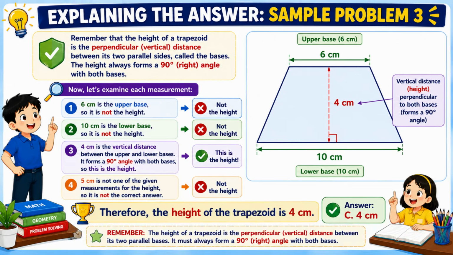6 centimeters is the upper base, so it is not the height. 10 centimeters is the lower base, so it is not the height. 4 centimeters is the vertical distance between the upper and lower bases. It forms a 90-degree angle with both bases, so this is the height. 5 centimeters is not one of the given measurements for the height, so it is not the correct answer. Therefore, the height of the trapezoid is 4 centimeters. The correct answer is C, 4 centimeters.